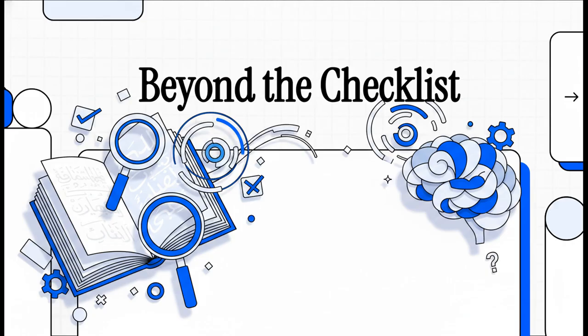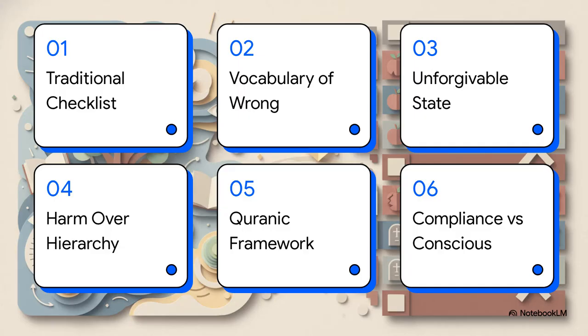Today we're diving into a really fascinating linguistic investigation to see how the Quran actually defines wrongdoing. We're going to act as linguistic detectives, basically, to uncover a system that isn't based on rigid checklists at all, but rather on profound, dynamic consciousness. Okay, let's dive into this.